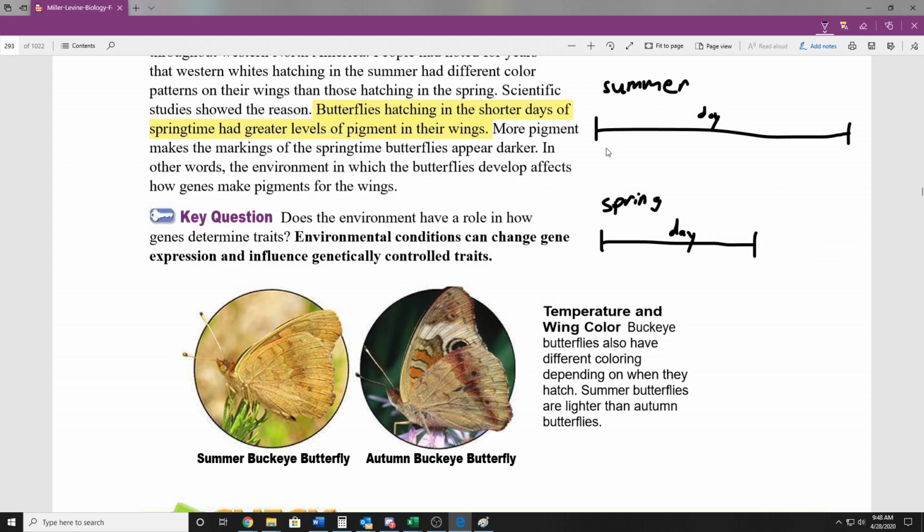However, in the summer, since the days are longer, it's warmer, there's much more light available for a longer part of the day. The genes for making those pigments are probably deactivated during this time and only activate when there's no light or when the temperature drops. So that's probably why we see this difference between the pigments of those butterflies between seasons. Okay?